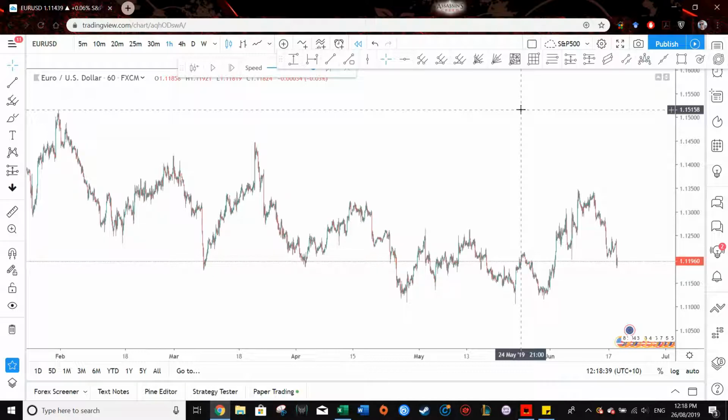Now, what Gann stated was, Gann was a very, very smart person who said that all assets move along a particular angle, and that angle is the path of least resistance.